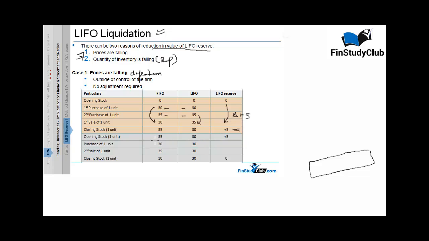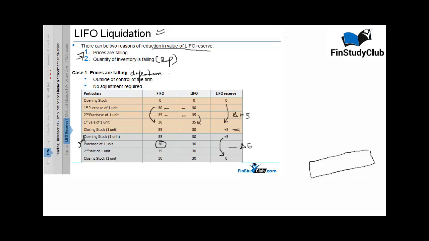But in the next year, you would see that the third purchase is again happening at $30. So the purchase price, which moved up from 30 to 35, has come back to 30. So the prices are falling in the second year, as a result of which you would see that there is a delta of negative 5 in LIFO reserve. Okay, now keeping that in mind, you would see that 0 to plus 5 has again become 0.